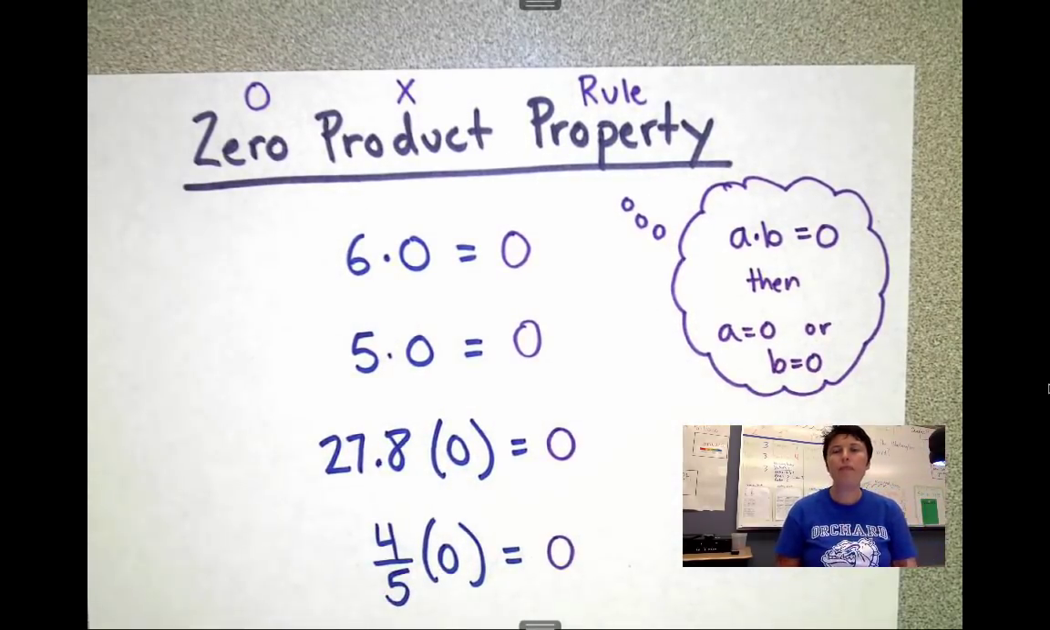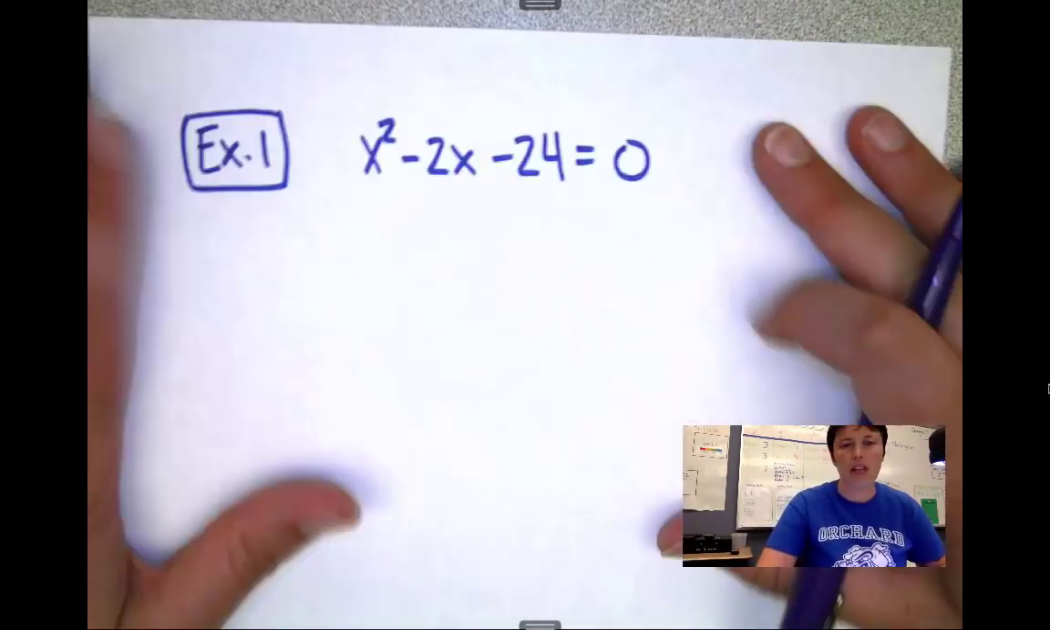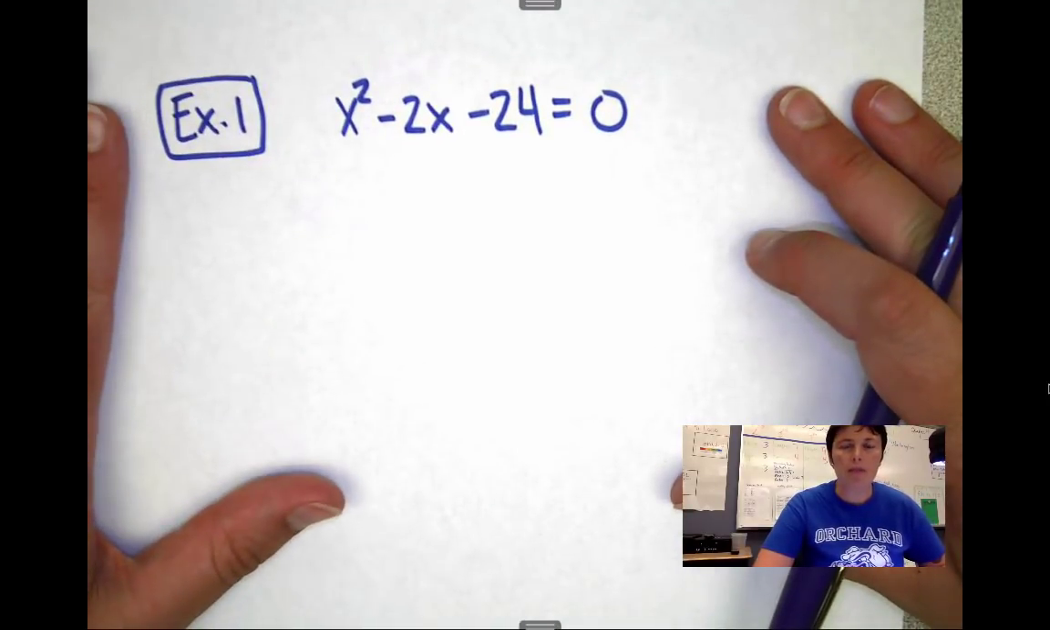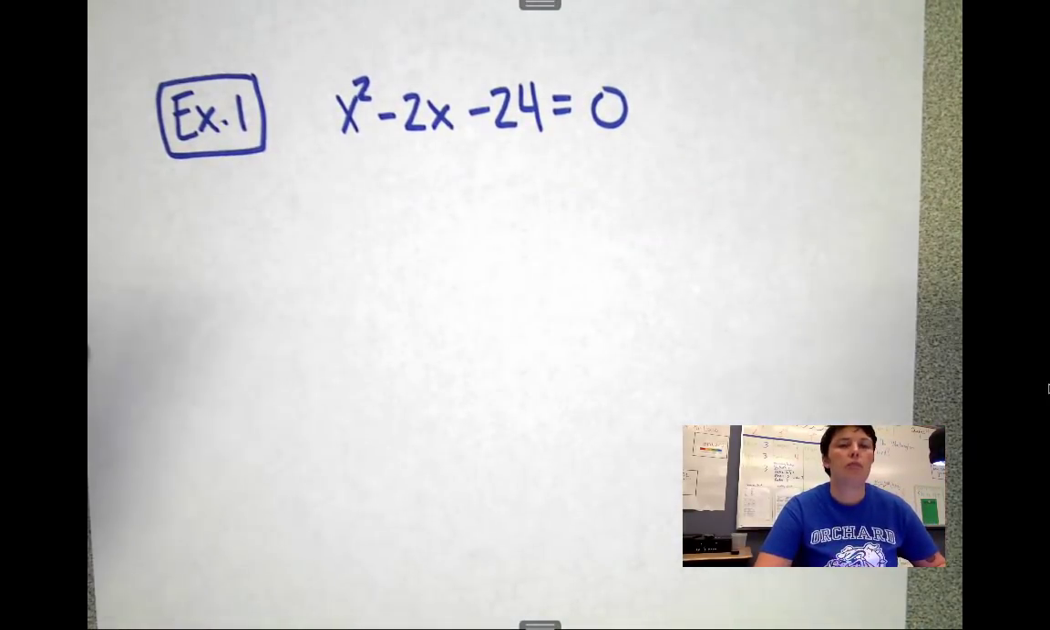So if this is true, if A times B equals 0, then A equals 0 or B equals 0, logically speaking. Now, why am I showing you this? Well, because it's going to help us start solving some bigger equations. We are going to start working on how to solve quadratic equations. And we're going to start with our first one today in this video. Here is our example. I want to solve this equation: x squared minus 2x minus 24 equals 0.